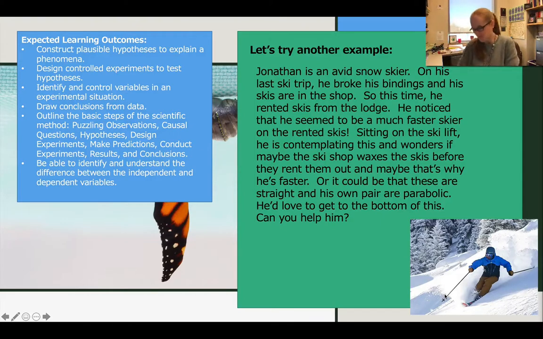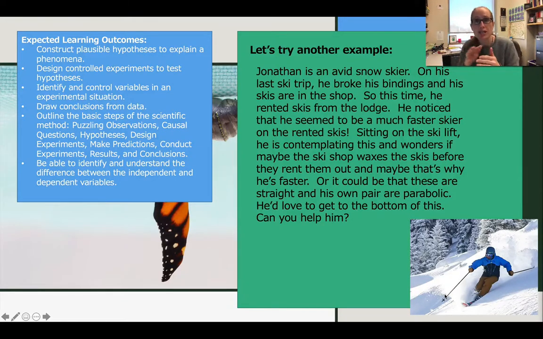So if this were me, I'd say, okay, well, his puzzling observation is that he's faster on his rented skis. So his causal question is, why am I faster on my rented skis? Okay, so the hypotheses should be answers to the causal question. So he's actually come up with 2. Maybe it's the wax, or maybe it's the straight skis versus parabolic. And so that's something that students often get confused, the hypothesis and the prediction. So the hypothesis is the answer to the causal question. Why is this happening? Okay, that's the answer.